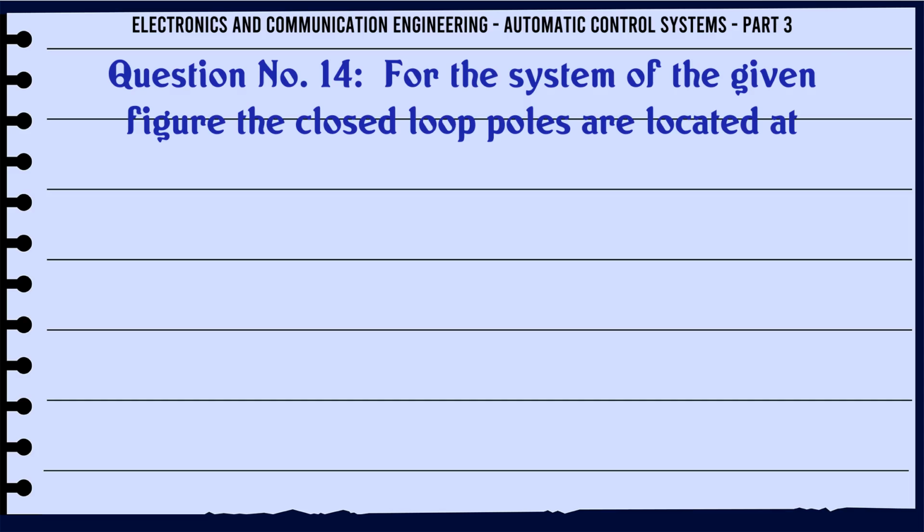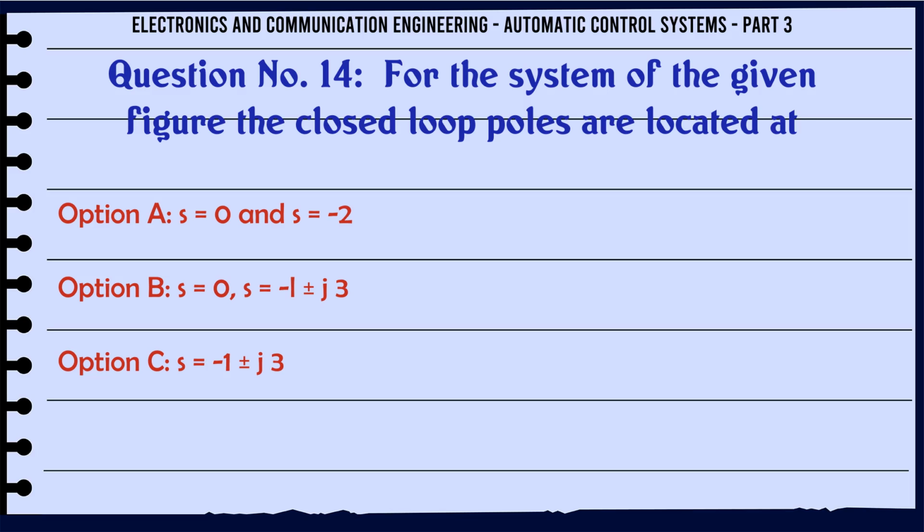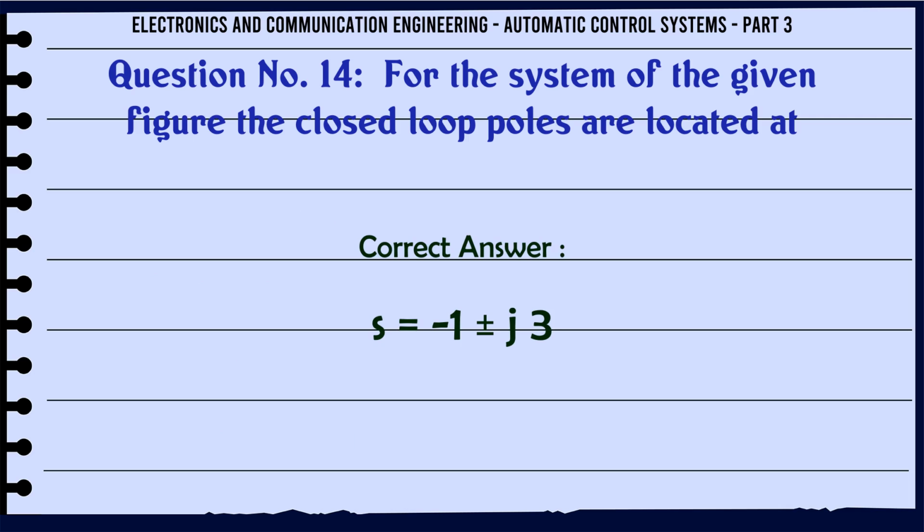For the system of the given figure, the closed-loop poles are located at A. s = 0 and s = -2. B. s = 0, s = -1 ± j3. C. s = -1 ± j3. D. s = -2 and s = -1 ± j3. The correct answer is s = -1 ± j3.